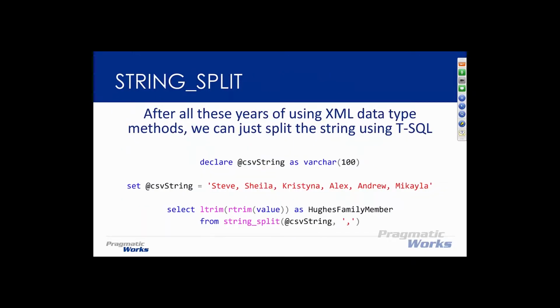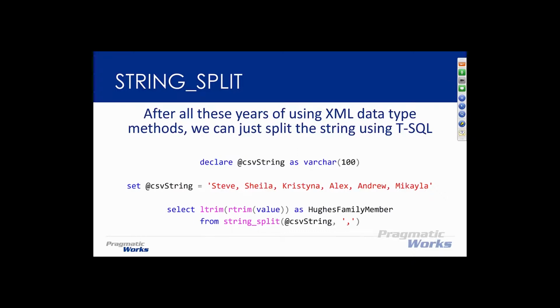String split. So if you recall, Microsoft talking through all these years, what's the best way to take a comma-separated string, bring it into the database, and do something with it? One of the ways was to use XML data type methods. People built their own functions. They've used all kinds of methodologies to get this done, right? And wouldn't it have just been easier to string split?